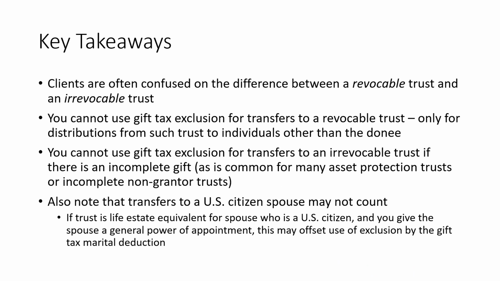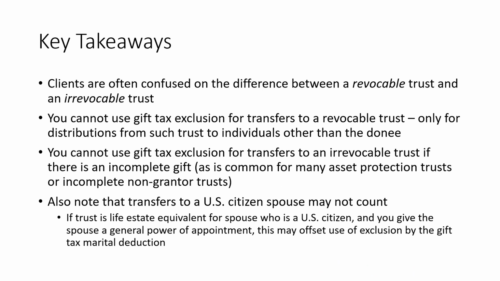Just focusing on the use of gift tax exclusion, it's important to note that you can't use gift tax exclusion for transfers to a revocable trust. Only for distributions from such trust to individuals other than the donor. Now, that's a typo, it should say donor on the second bullet point. There's no way to know the timing of those distributions, so it's important not to rely on that.